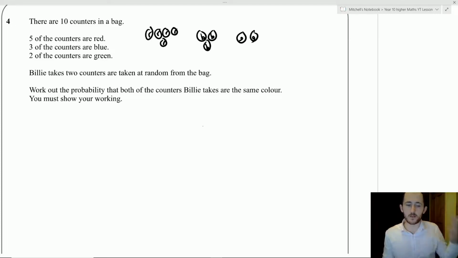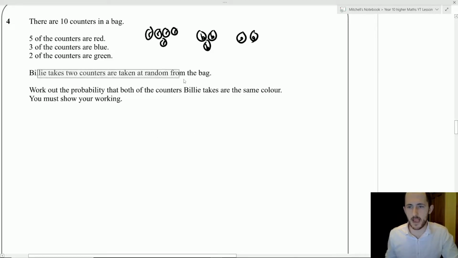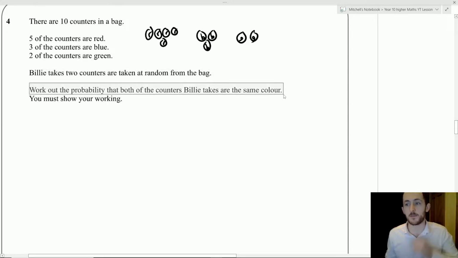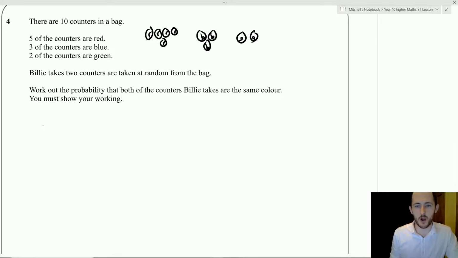Again, if you want, we can do a probability tree, but it's going to be a pretty big tree. But Billy takes 2 counters at random from the bag. Work out the probability that both of the counters are from the same colour. So either it's 2 reds, or it's 2 blues, or it's 2 greens. Fairly standard, I think.